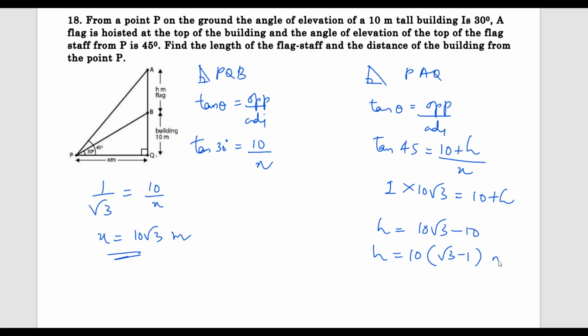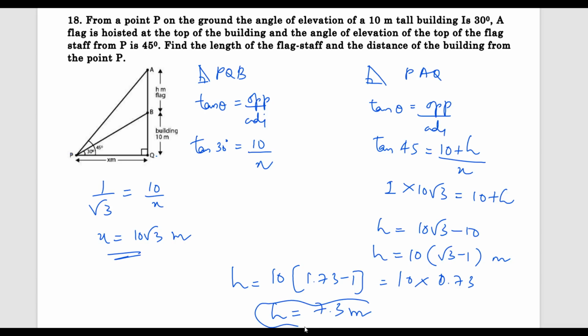h equals 10 into root 3 minus 1 meters, or we can calculate: if they give the value of root 3, you can substitute it, that is 1.73 minus 1. We get 10 into 0.73, which is 7.3. Therefore, height of the flag post is 7.3 meters. It will be very simple if you just understand. Find out the right angle triangles, apply tan ratio, find out the unknown, substitute in another ratio, you will get the required height.